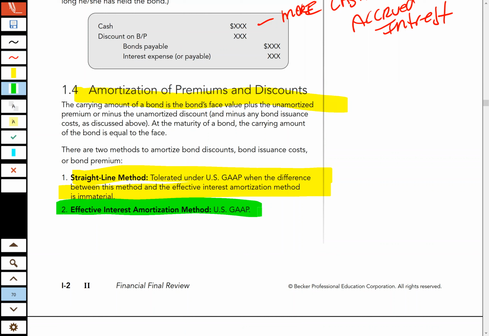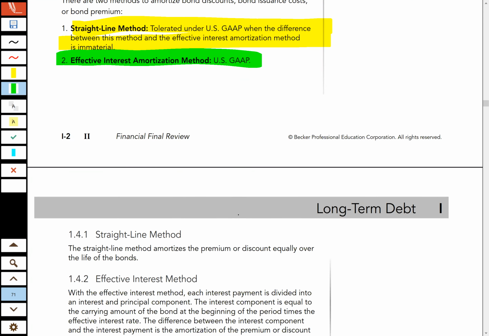Effective method is required for US GAAP. And I always find that irritating because it's like, so what you're telling me is I have to calculate what the premium or discount amortization would be under the effective method, so that I can compare it to the straight line to see if it's not materially different, and then I can use the straight line if it's not materially different. Meanwhile, I had to calculate what it was under the effective method anyway to be able to do that. Why don't I just go ahead and report the effective method? But they do allow us the option.